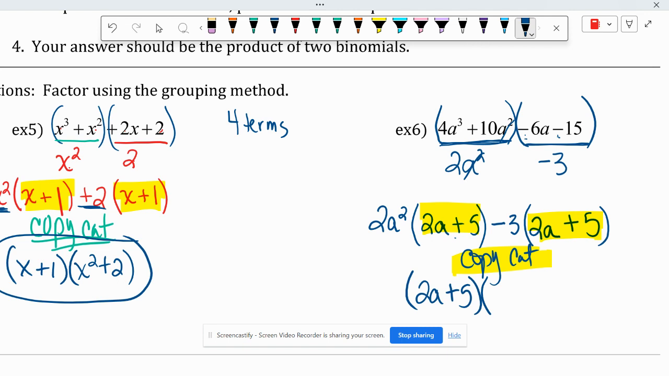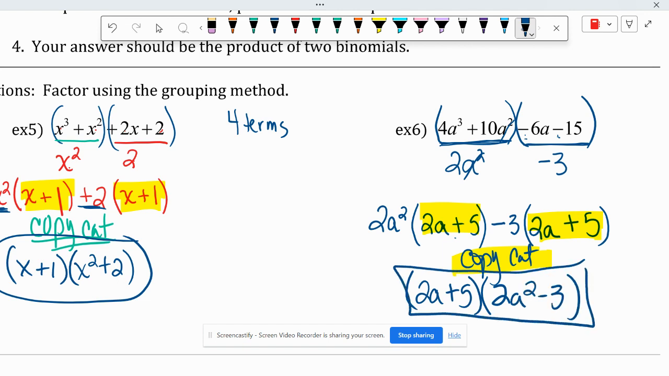What you have left over, 2a squared, plus, minus 3. My marker just stopped working. Sorry. Gosh darn it. Yes, it's going to be 2a squared minus 3. Give me a second. I have to bang it. So notice it says in the directions that when you're done, your answer should be the product of two binomials. And that's what we have, the product of two binomials. Okay.